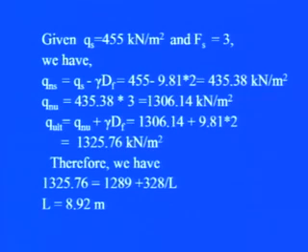And we have already obtained a relationship for q ultimate in which L was unknown. So, when we equate this value with the equation, we get the value of the length of the foundation: 1325.76 equal to 1289 plus 328 by L, and when we solve it, the length of the foundation comes out to be 8.92 meter.